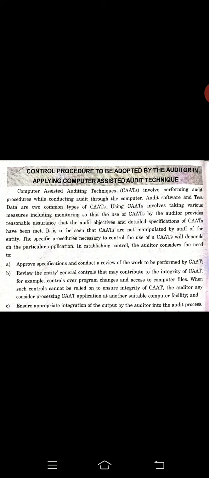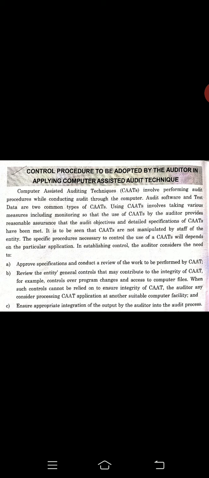The next concept is the control procedures to be adopted by the auditor in applying computer assisted audit techniques. In order to apply CAATs, what are the control procedures that will be adopted by the auditor? CAATs involve performing audit procedures while conducting the audit through the computer. They have to perform the audit procedures with the help of the computer.